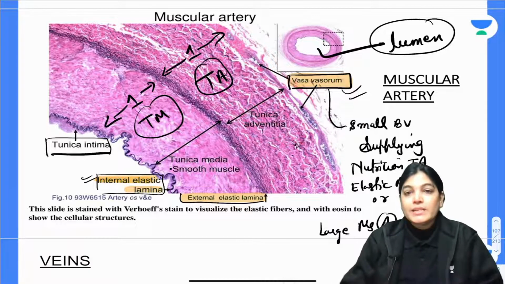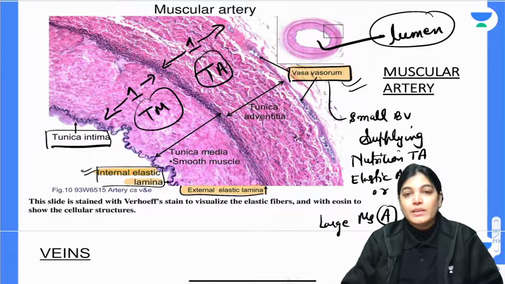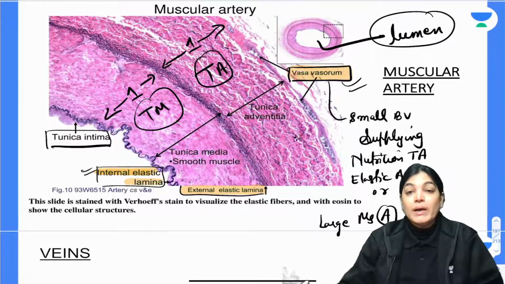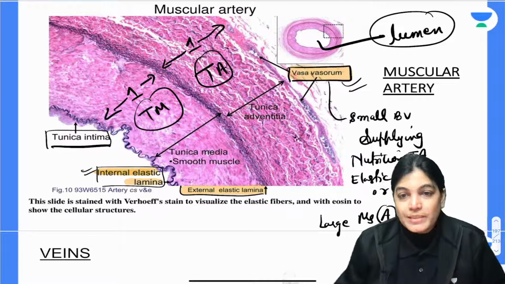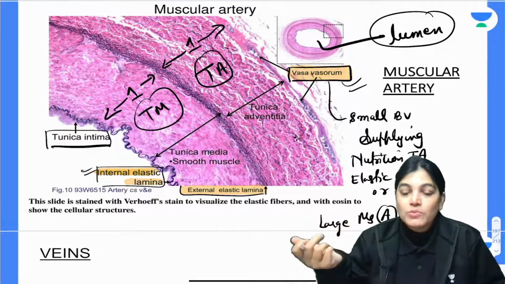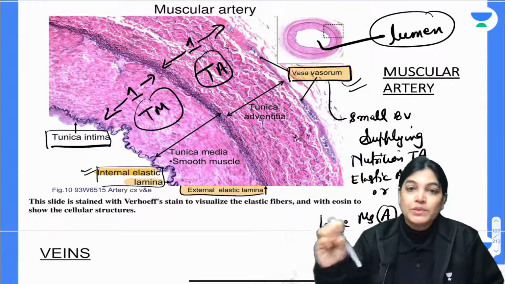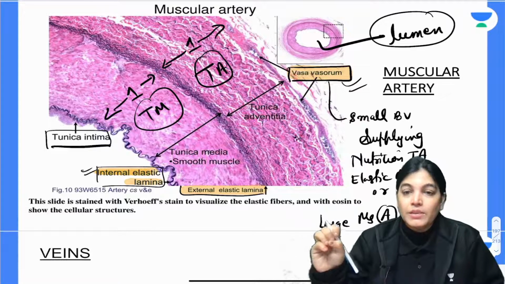Because blood is flowing in the lumen. We know that blood is flowing in the lumen, and by the process of diffusion the outermost layer will also get the nutrition. But if the wall of the vessel is quite enlarged and thickened, then nutrition does not reach the outermost layer, so there is a small blood vessel which is giving nutrition to the outermost layer of the blood vessel.